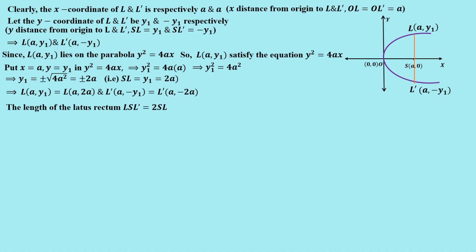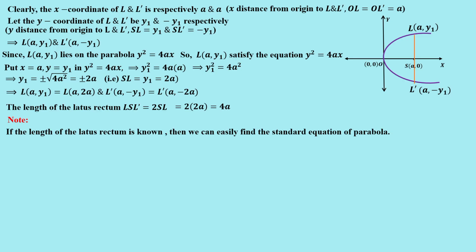So the length of the latus rectum LL' is equal to 2SL, two times, because both are the same: SL plus SL' is equal to 2SL, so 2 into 2a, that is 4a, which is the length of the latus rectum of the parabola.